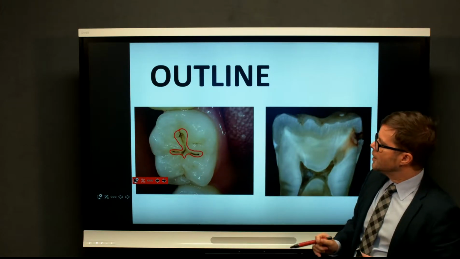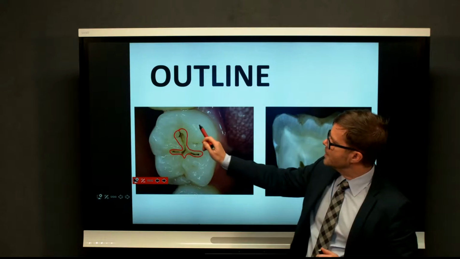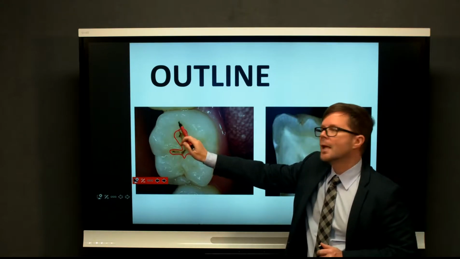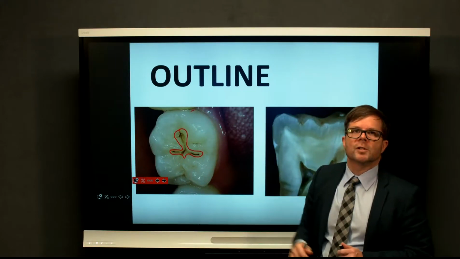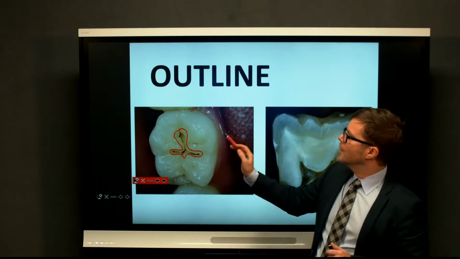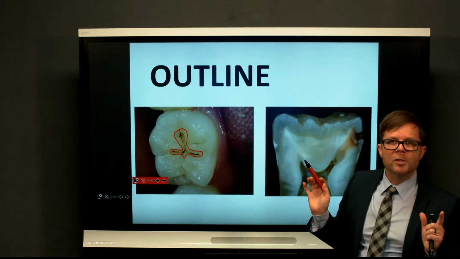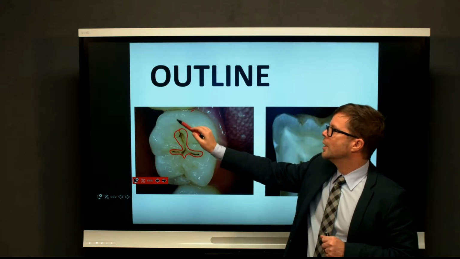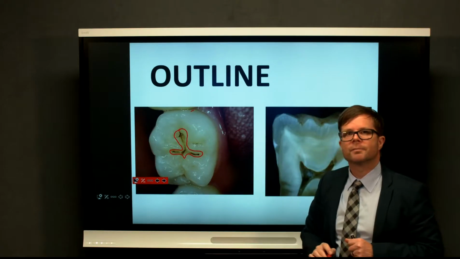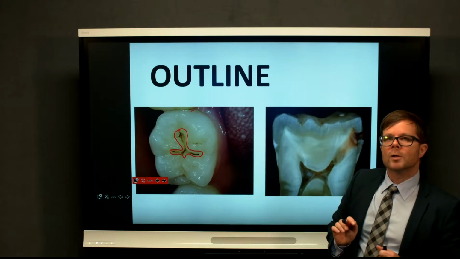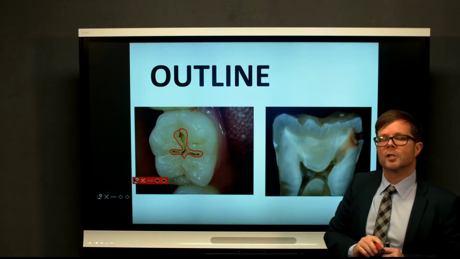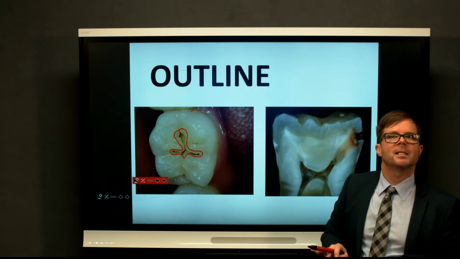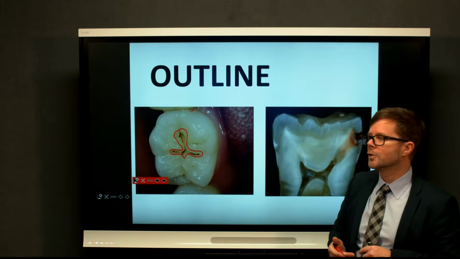Now, what you'll notice about this outline form is that we have carefully avoided the cusps and the marginal ridges of the tooth. The reason we do that, if we possibly can, is because the cusps and the marginal ridges, and in upper molars the oblique or transverse ridge, are strength points in teeth, and once we start cutting into those, we severely weaken the tooth.